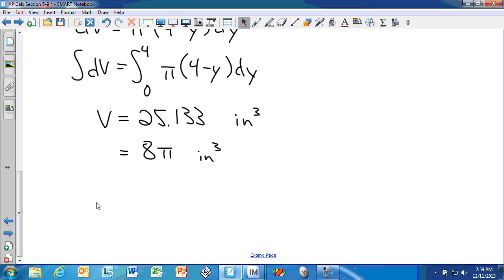All right, and they said check that your answer is reasonable. You could do something similar to what we did in the last example. Sketch a cone, sketch a cylinder there, and at least that gives you a range that you know is reasonable. All right, and that's as far as we're going to go in this section for right now.